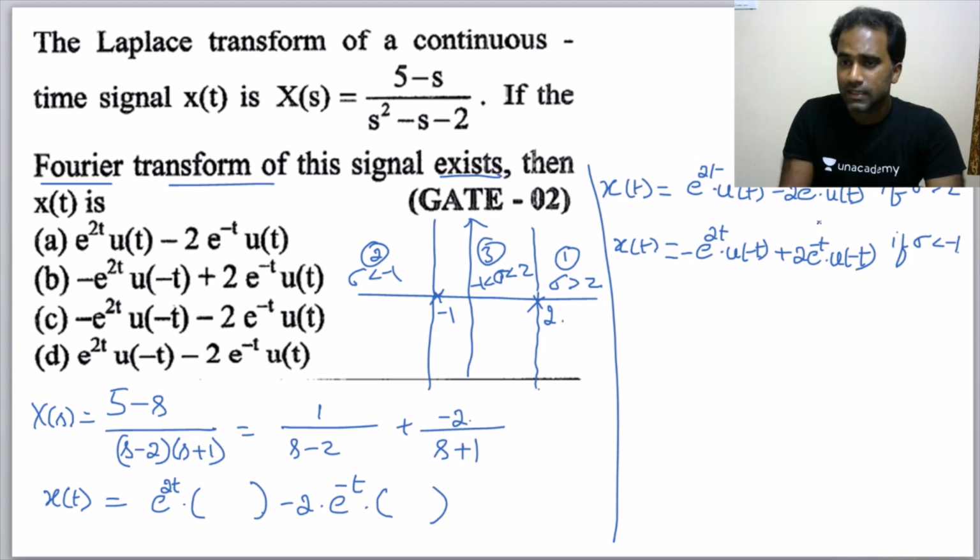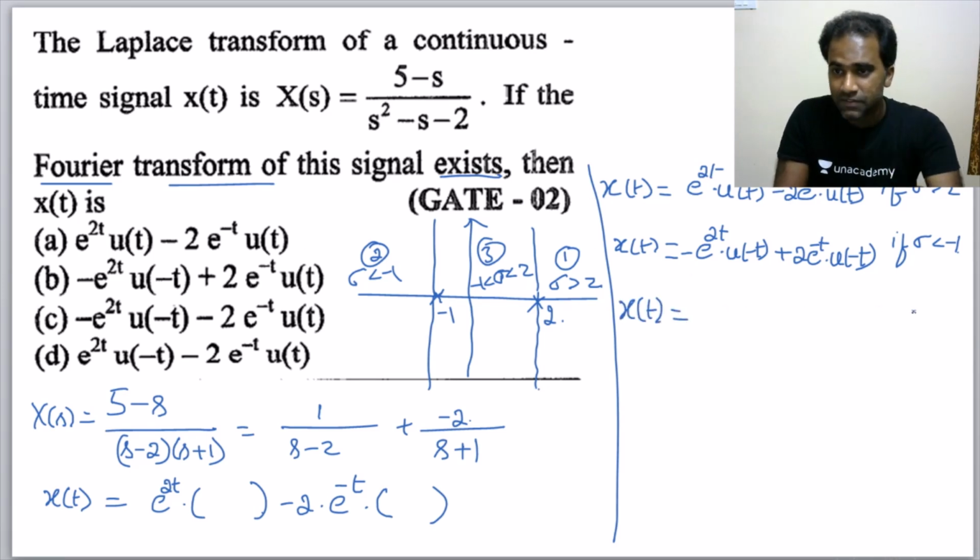So this is the answer if the ROC is a left-sided ROC, or if they are talking about an anti-causal signal. If they have given the information as an anti-causal signal or left-sided signal, then this would have been the answer. If they have given it as a causal signal or right-sided signal, then we could have picked the first answer as the answer for this problem. But they have not given that. They have given the information differently. But anyway, let us find the third answer as well. What is the ROC here? Minus 1 less than sigma less than 2. This is the ROC.